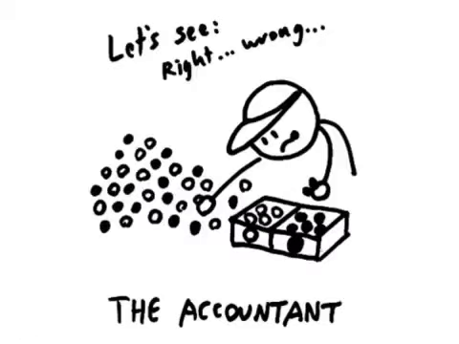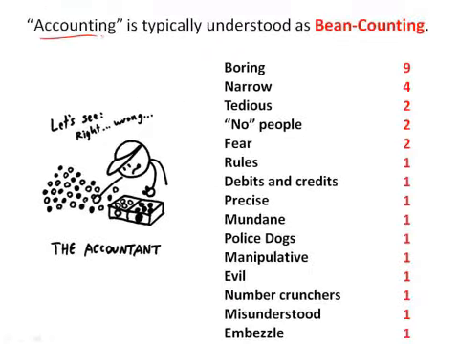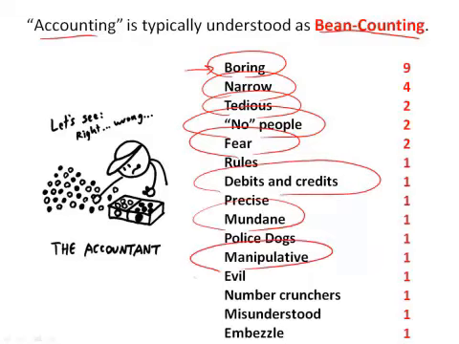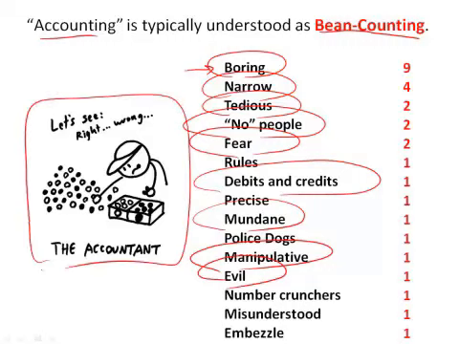We need people to re-understand what we mean by the term accounting. Why? Because studies have shown us that accounting, as important as it is, is typically understood as bean counting. And a lot of really bad words are associated with it. It's boring. It's narrow. It's tedious. Accountants are no people. They rule by fear. It's all about debits and credits. It's mundane. It's manipulative. It can be evil. Oh my gosh. Look at the poor world the accountants are living in.